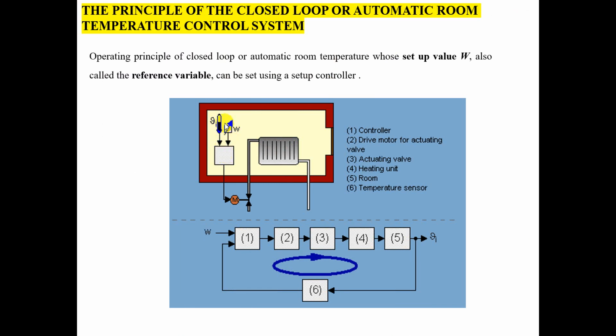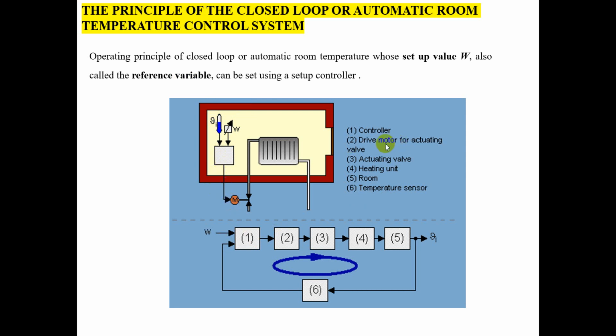The controller is getting two values here. This is your actual value, and this is your reference value or setup value, you can say reference variable W. W means what desired value you need here. Next thing is we have the controller here.